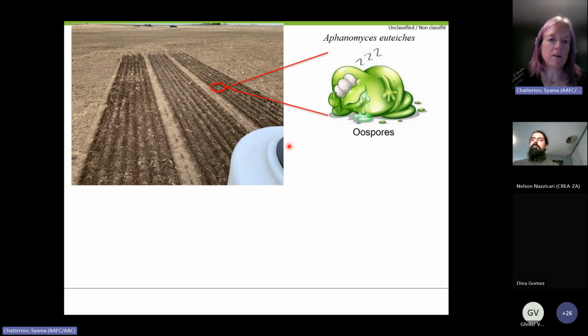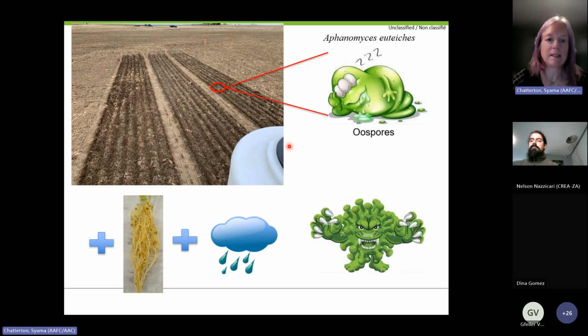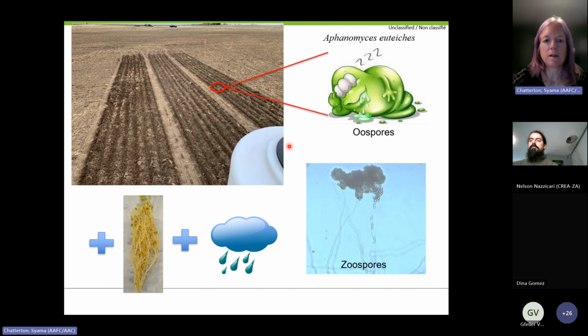And so as soon as we put a pea or lentil crop into that field, and then we add water in those wet years, that awakens the sleeping beast, and the oospores produce these zoospores. Thousands of zoospores can be produced from one oospore, and then the zoospores are what go and infect the roots. So we can't tell whether there are these sleeping oospores in the soil. And so that's really what we want to be testing for.